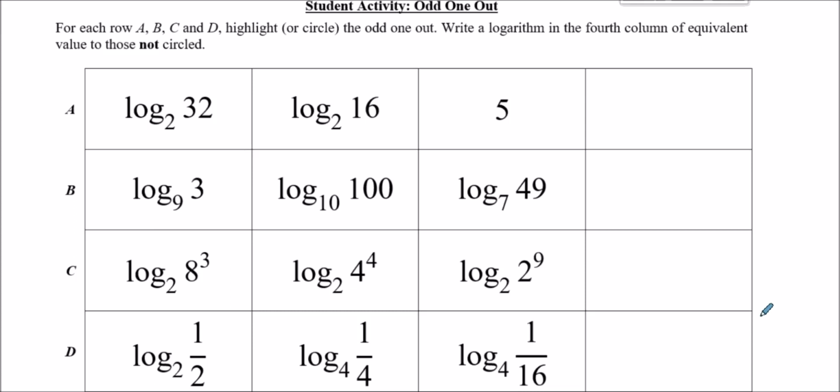Okay, a bit of work for you to do again, even after the warm-up. So this is just to get your head around and to consolidate the ideas from the previous lesson or two about how logs work. So in each row, you need to circle the odd one out. So after you've circled the odd one out, you then need to write a logarithm in the fourth and final column of equivalent value to the ones you've not circled.